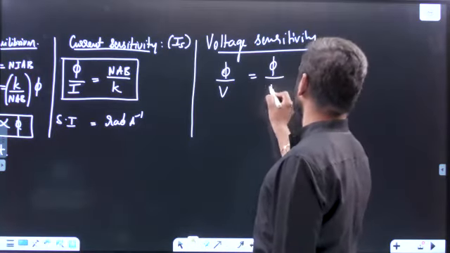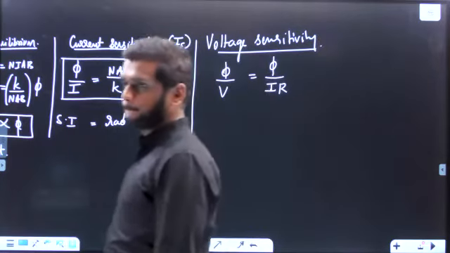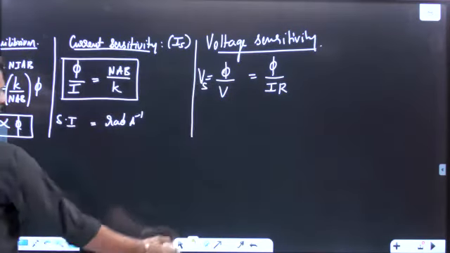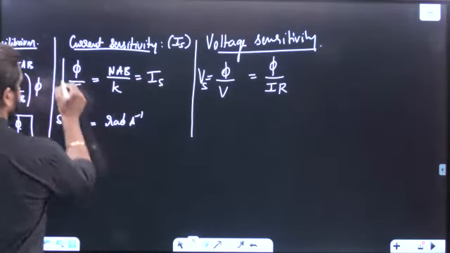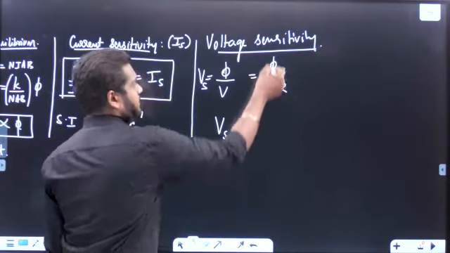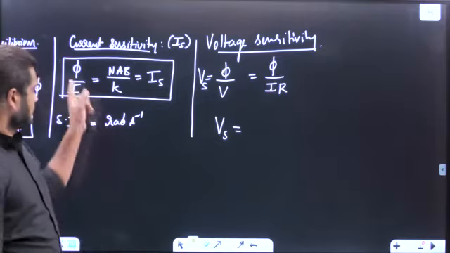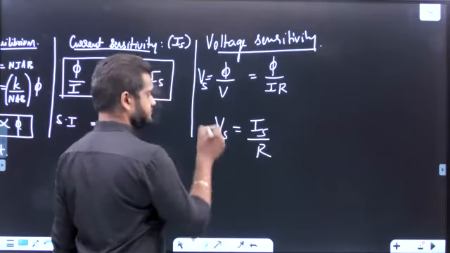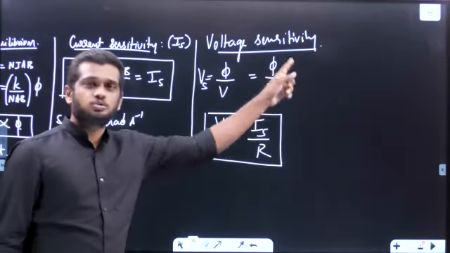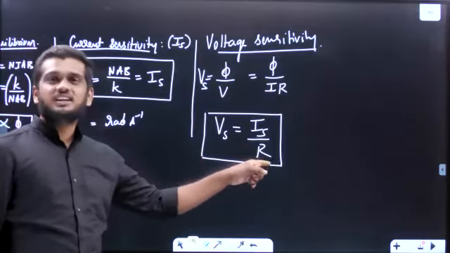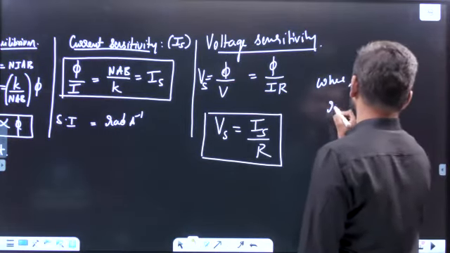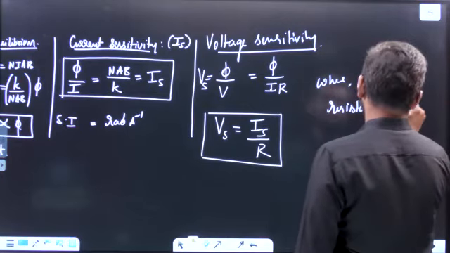Can I write this voltage as current into resistance? V is equal to IR. Yes, sir. See, this is voltage sensitivity, VS, and this is current sensitivity, IS. Now, what is this phi by I? Current sensitivity. So can I write this as IS divided by R? Now tell me what resistance this R is. Where will this current flow? This current will flow through the galvanometer. So this R should be the resistance of the galvanometer. Got it? Where R is the resistance of the galvanometer.